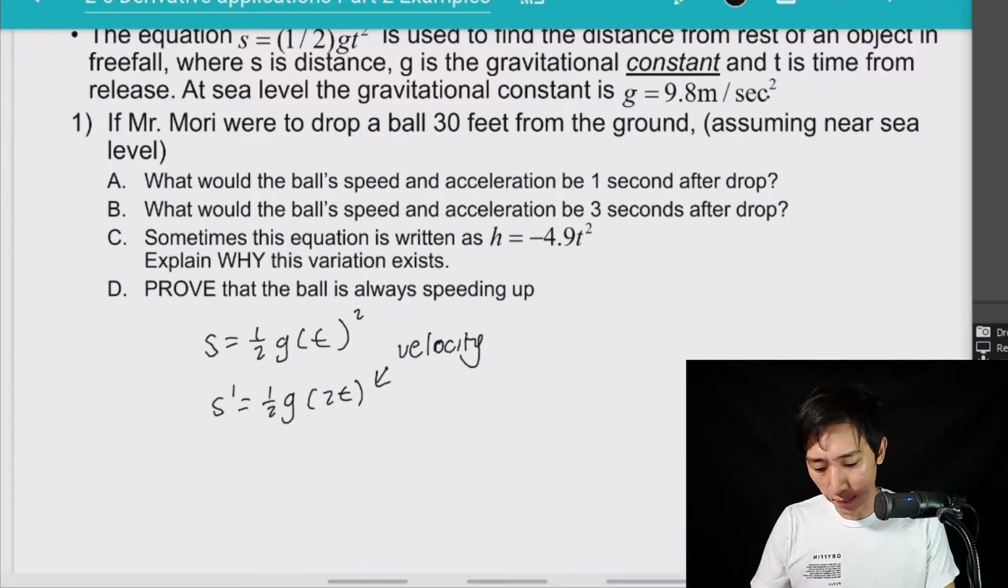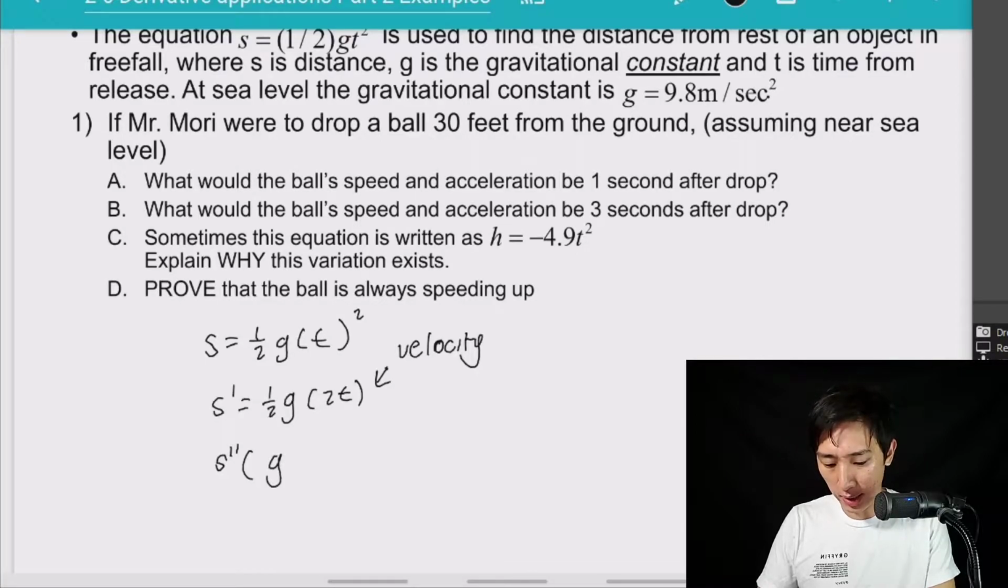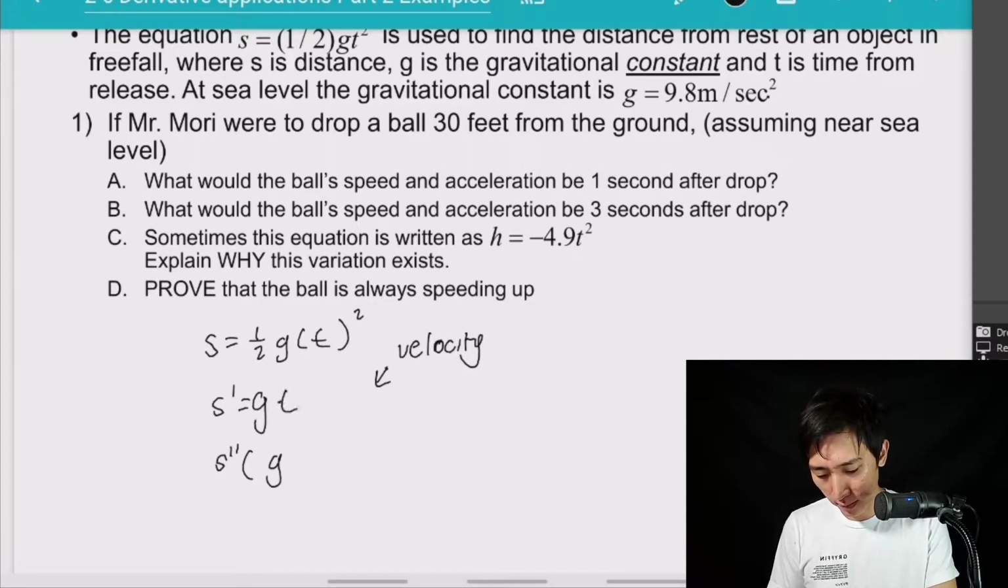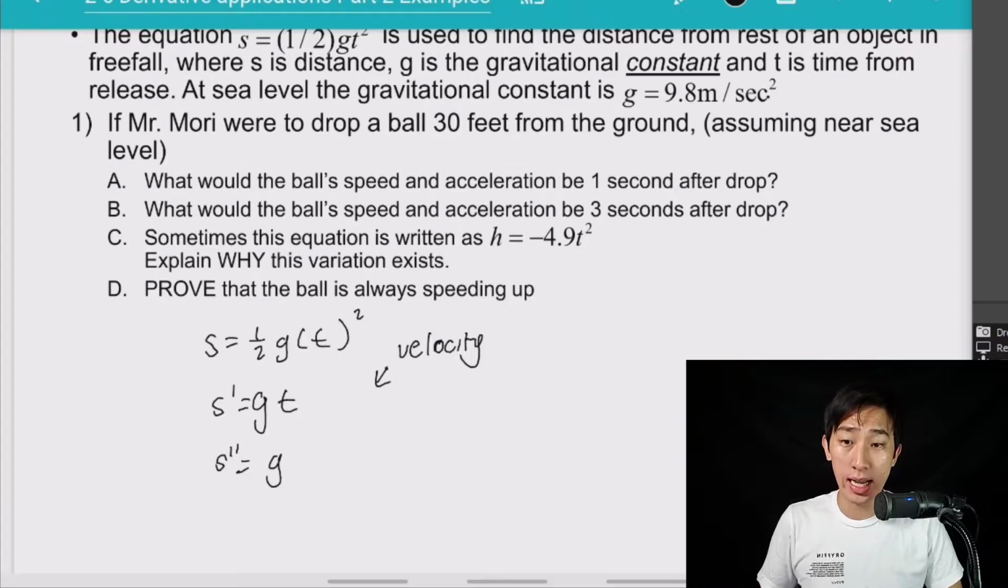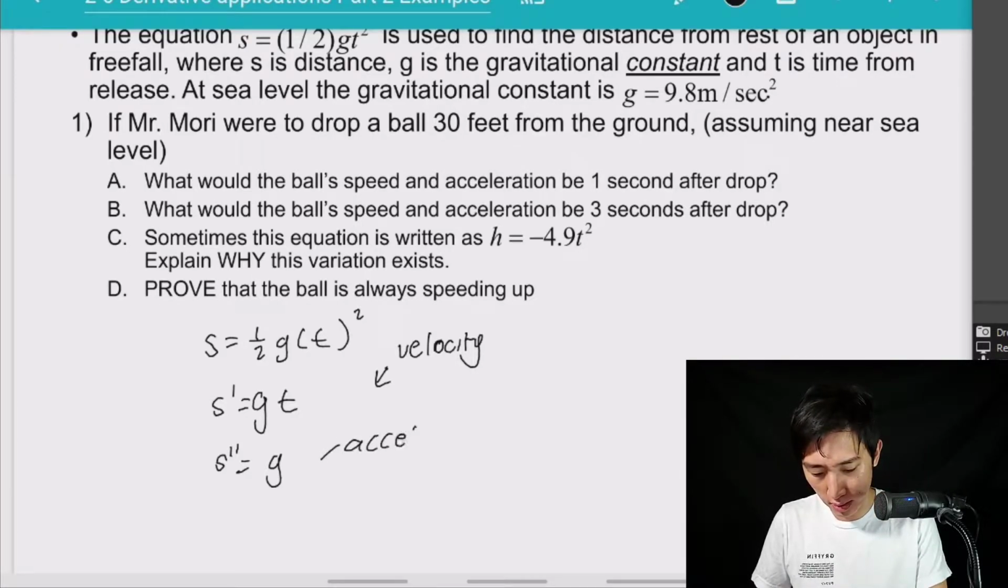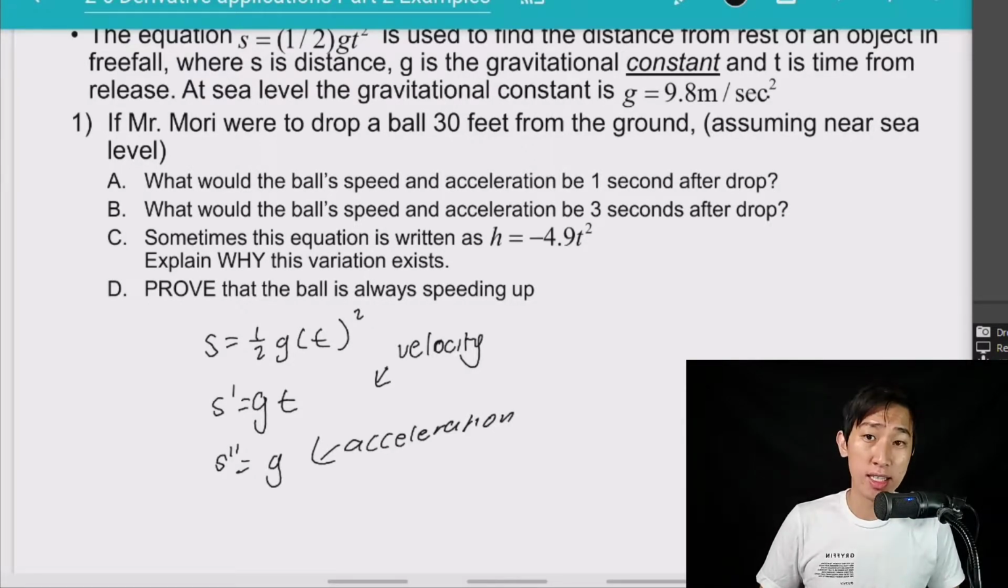Really, really important. So this is S prime, and then we'll do S double prime is going to be equal to just g, basically. Sorry, I should have canceled it out. So these cancel out, so we're just left with g of t. And that makes sense because what we know is that g, my gravitational constant, is 9.8 meters per second squared. And that's the format that our velocity or our acceleration is supposed to be in. It's supposed to be in a meters per second squared kind of thing.